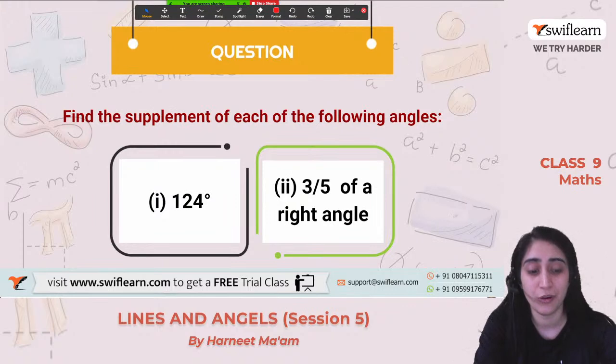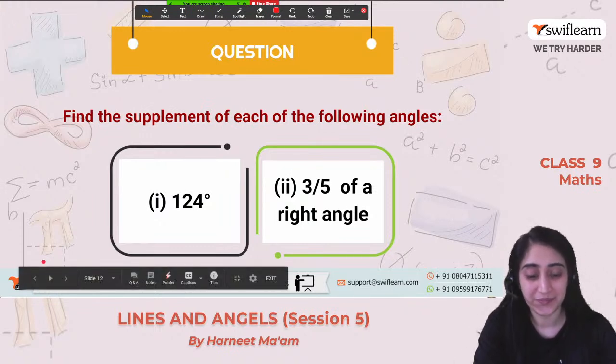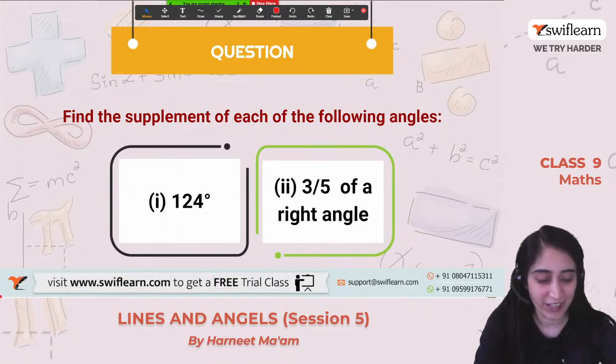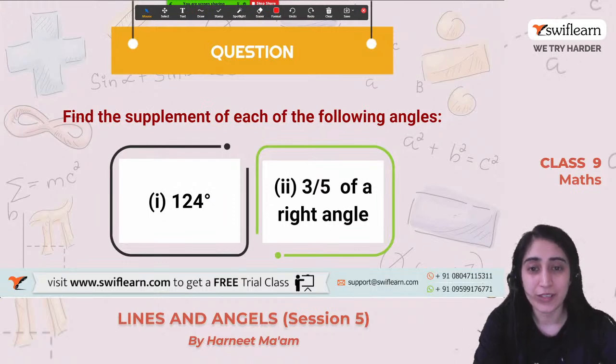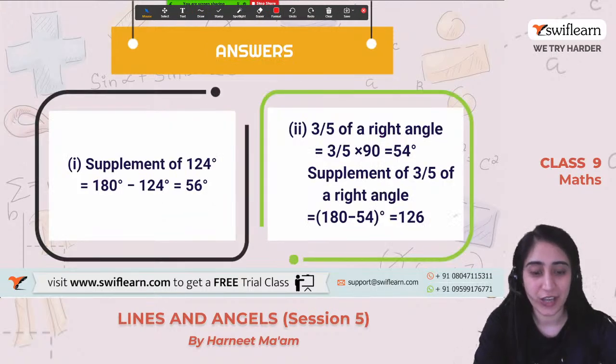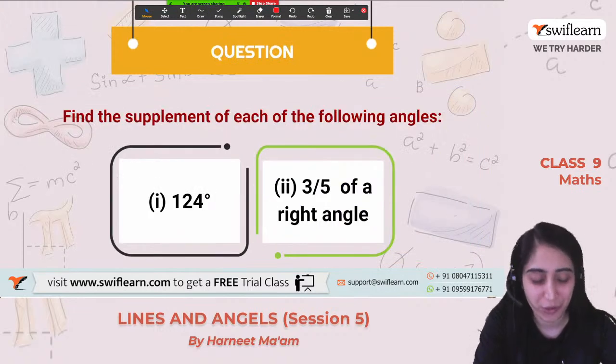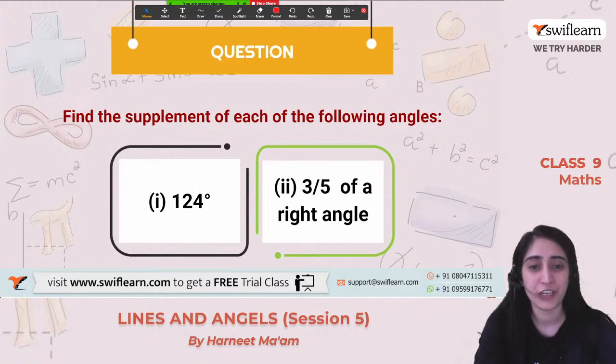That's right. So let's go ahead. Subtract it: 180 degrees minus 124. What do I get as the answer? What is your answer? Okay, 56. Got the answer, 56 degrees. Okay, great. Soumya, good work. So the answer is 56 degrees. That's right. Great. Now moving to the second part.